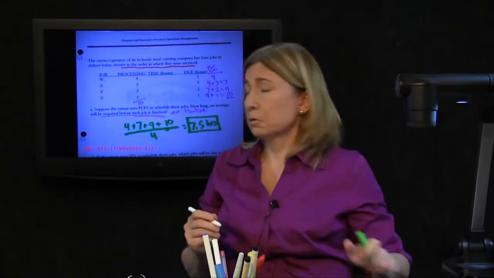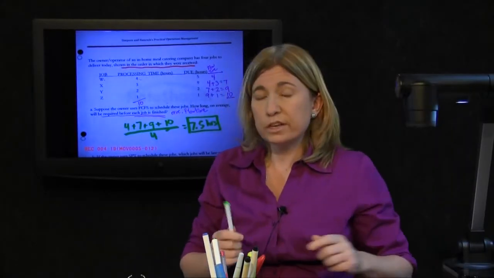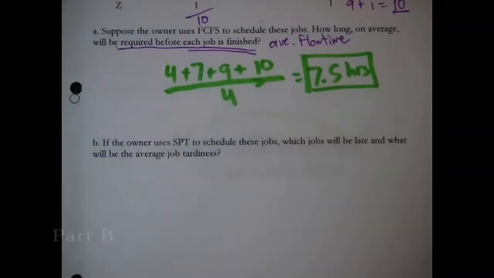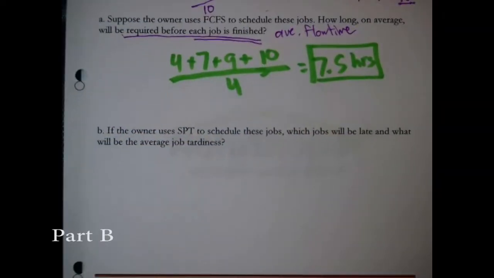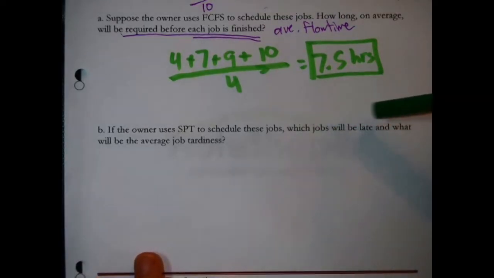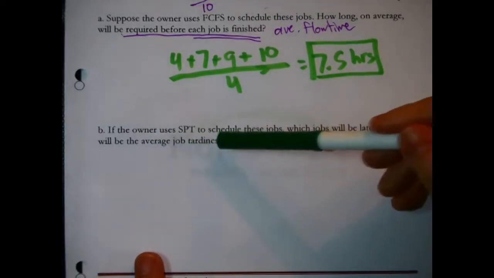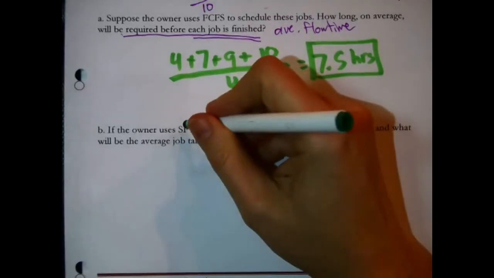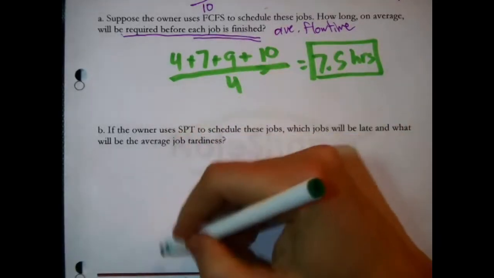Well, okay. Now, what's the next question? If the owner uses shortest processing time to schedule these jobs, which jobs will be late and what will be the average job tardiness? Shortest processing time. Okay, first off, we're going to have to generate a new sequence.